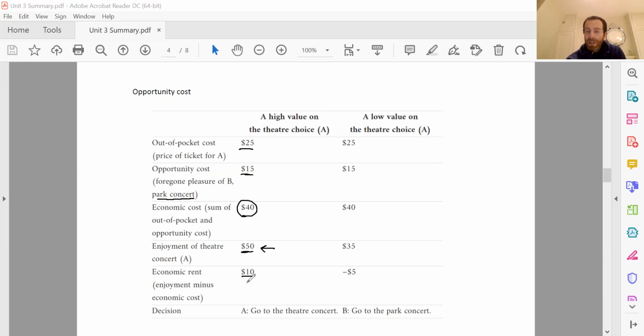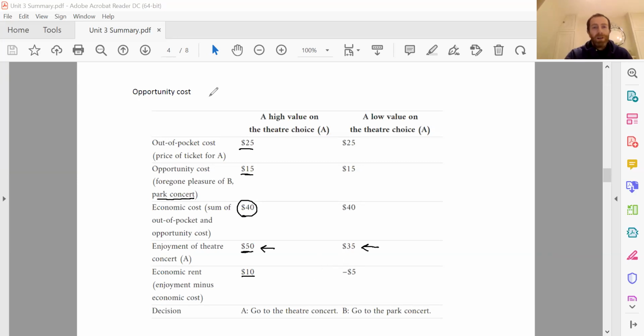So there's a positive economic rent, which suggests that they should go to the theater concert, right? Because there's a positive economic rent from them making that choice. Now, I'm not going to go through it, but this other example just shows us one slight difference, which is where the second person only gets a monetary benefit of $35 from going to the concert. And so if they decided to go to the concert, they'd actually get a negative economic rent because the economic cost is higher than the benefit they get. And so they'd actually go to the park concert.